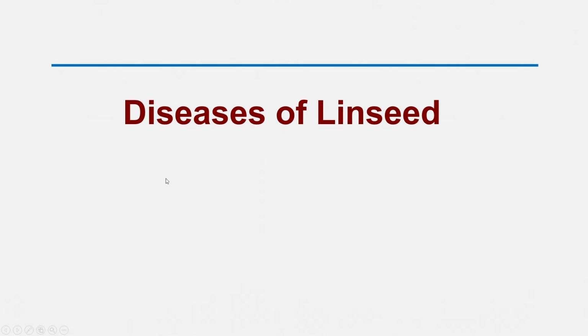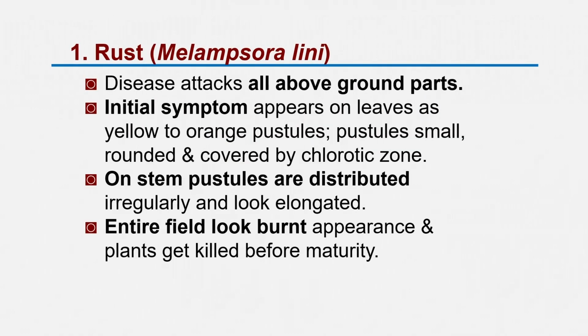So, just now you have seen that there are a number of insects which cause damage to the crop. Similarly, there are also some diseases or plant diseases that cause damage to the linseed crop. So, let us see the details. The first important disease in linseed is rust, which is also called linseed rust. It is caused by Melampsora lini. So, the disease attacks all above ground parts, whether leaves, flower or any part of the shoot.